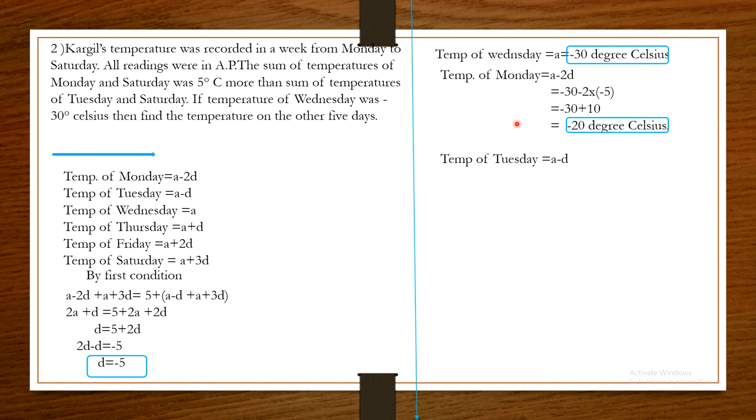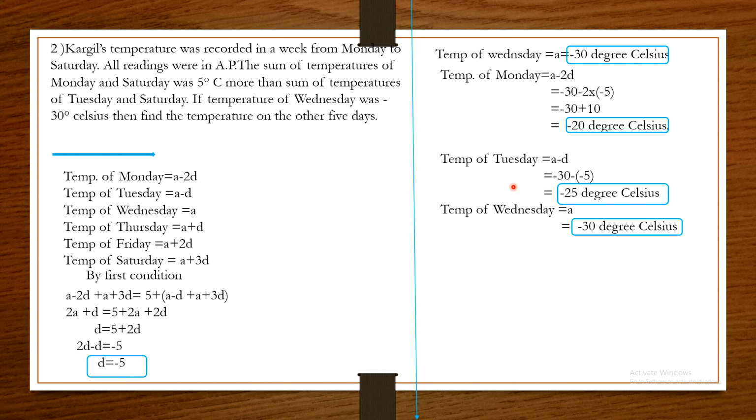Likewise, the temperature of Tuesday is a - d, that means -30 - (-5), so -30 + 5 is -25 degrees Celsius. The temperature of Wednesday is -30 degrees Celsius as given above. And the temperature of Thursday is a + d, that means -30 + (-5), so we get -35 degrees Celsius. This is the temperature of Thursday.